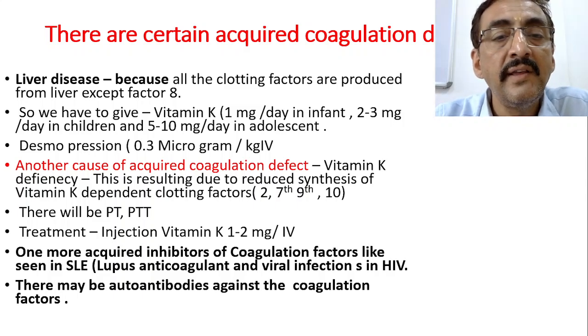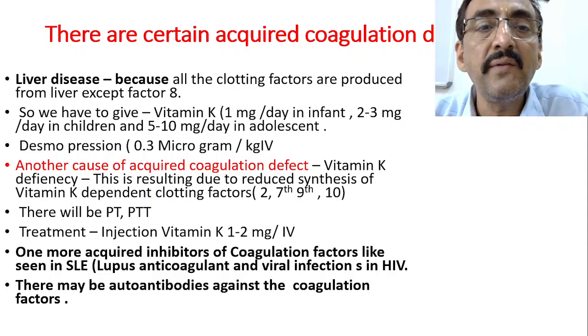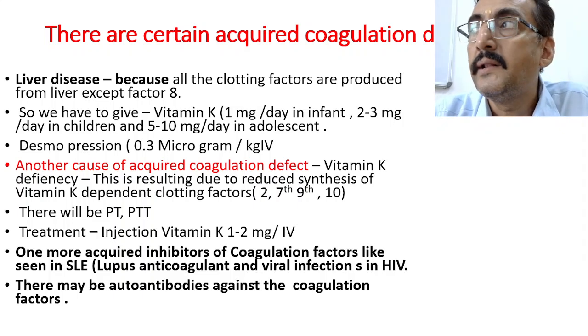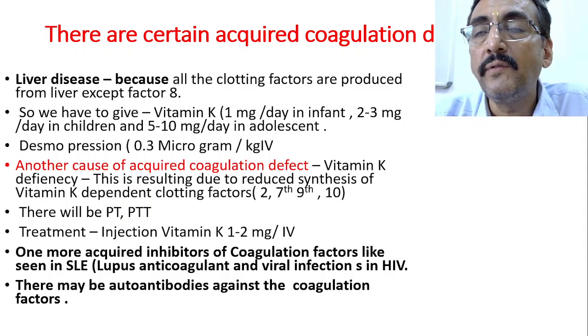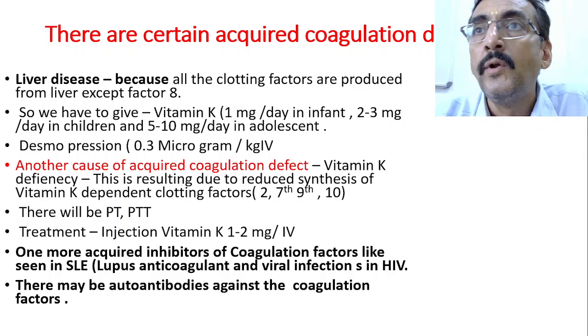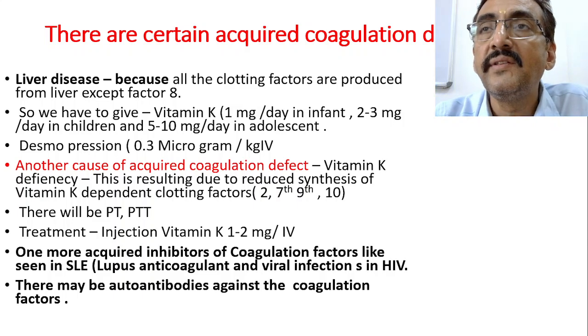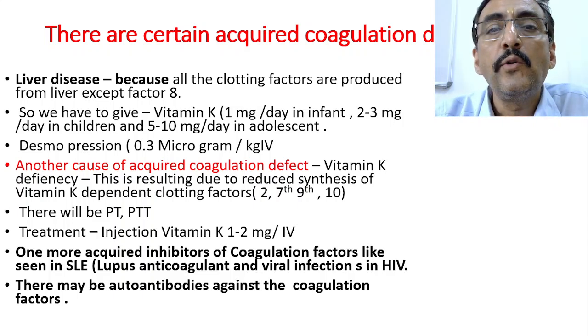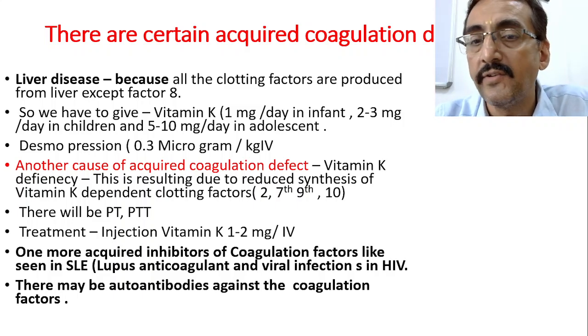So what is the treatment? Injection of vitamin K, 1 to 2 milligrams per kg IV. Now in the newborn, why are we giving vitamin K immediately after birth? The liver is immature and not able to produce the clotting factors properly, and even the endogenous vitamin K production is not up to the mark. So there may be a chance of hemorrhagic disorders in newborn children. In order to prevent that, we give vitamin K injection prophylactically.